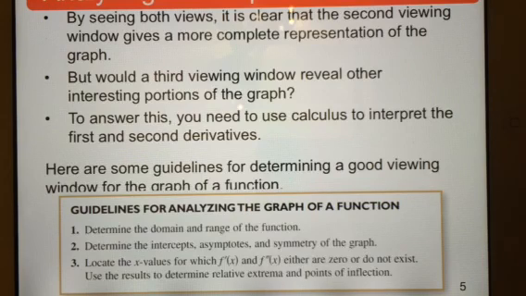We need to determine the domain and range, find the intercepts, asymptotes, symmetry, and we do the interval testing for both the first derivative and find relative extrema, and use the second derivative to find concavity and points of inflection.